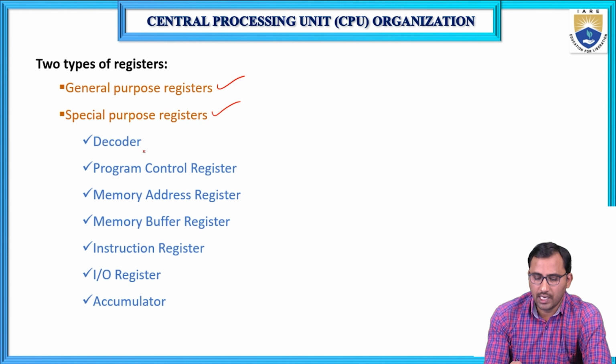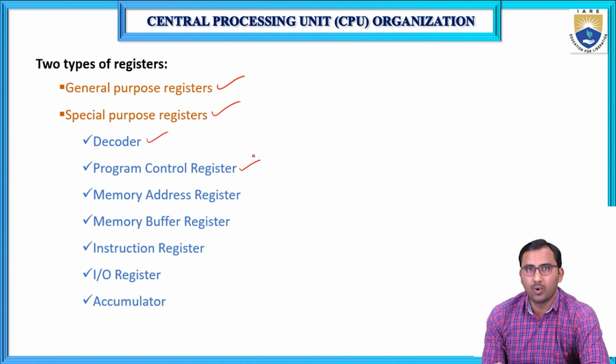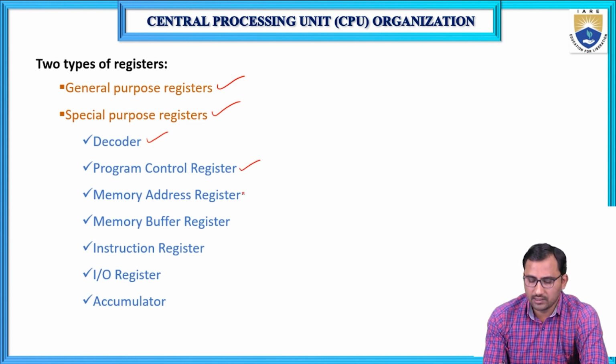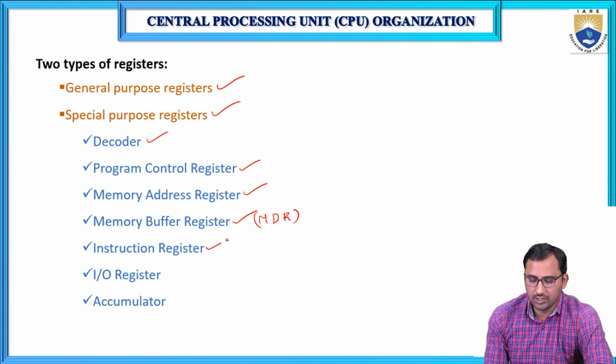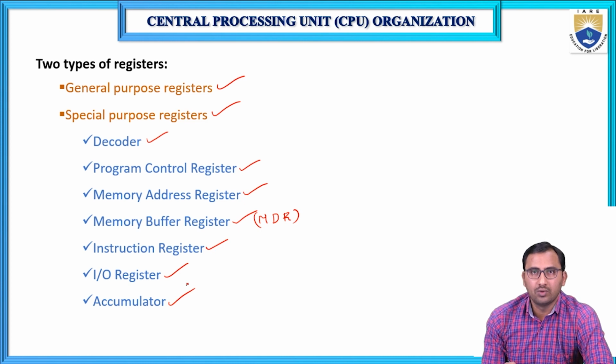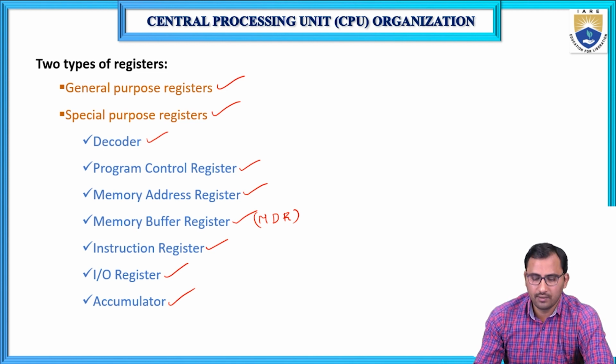So those are the decoder, program control register, which we can also call program counter, memory address register, memory buffer register, which we can also call memory data register, MDR or MBR, instruction register, IO register, and finally the accumulator. So these are all the different special purpose registers. We will have a look at them one by one.